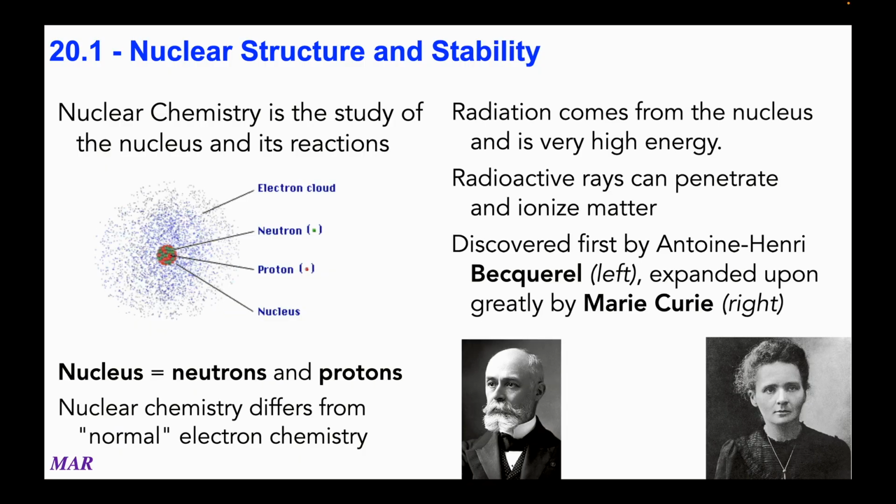One of the results of nuclear reactions is radiation, and radiation is just a really high energy form that emits sometimes when reactions happen. Radioactive rays can penetrate and ionize matter, so it'll go through the matter and it will turn them into positive or negative ions, which isn't good, of course, for the structures. Radioactivity was originally discovered by Becquerel, and then later Marie Curie really took that ball and ran with it and did a lot more work on radioactivity.